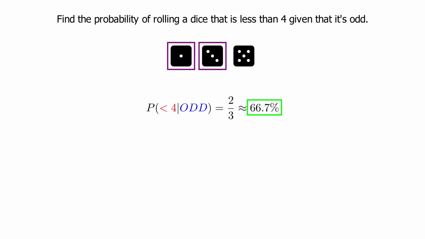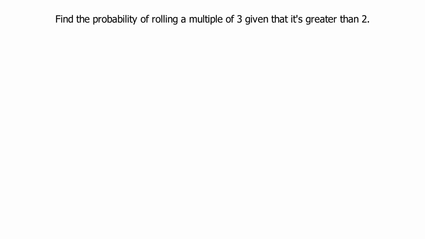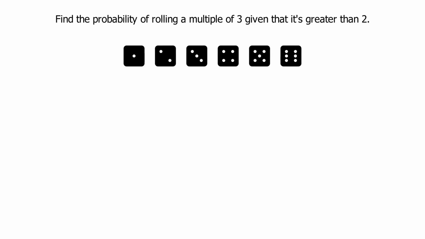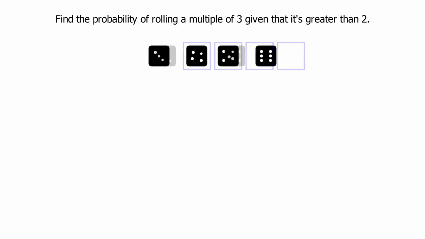So with that being said, let's move on to the next example. All right, for our next example, it says find the probability of rolling a multiple of 3 given that it's greater than 2. So first thing is, what are we given? We're given all the dice that are greater than 2. So what we can do is just narrow down our sample space to all of those dice. So that would just consist of dice 3, 4, 5, and 6. So what we'll do is just narrow it down to those 4 dice.